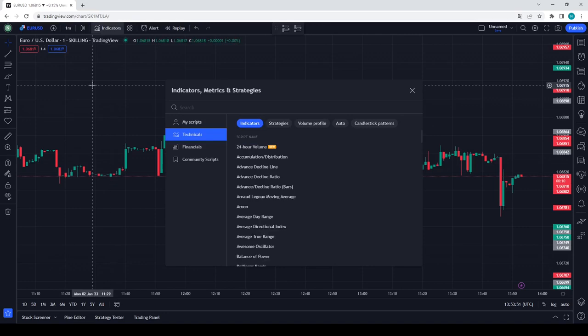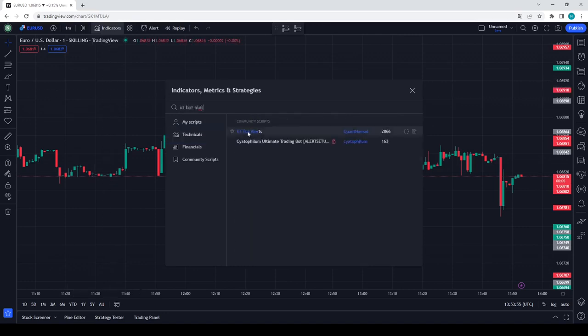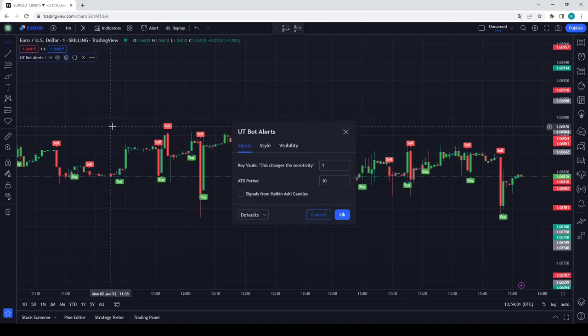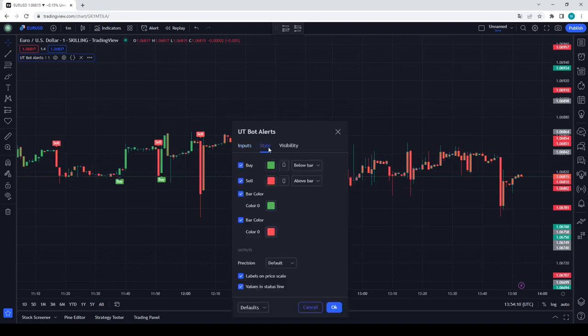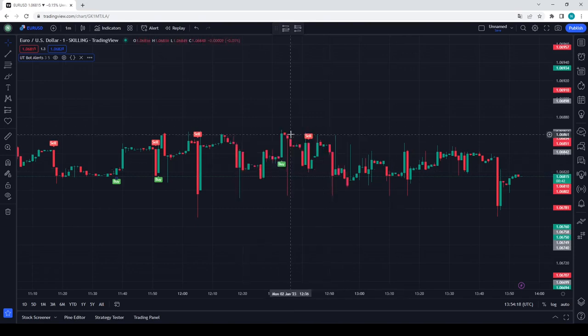So the first indicator that we need is the UTBot alerts from Quant Nomad. And we will have to do some minor changes. So we will set the key value to 3 and the ATR period to 5. The style, we will uncheck the bar colors, so these two boxes, and that's it with this indicator.